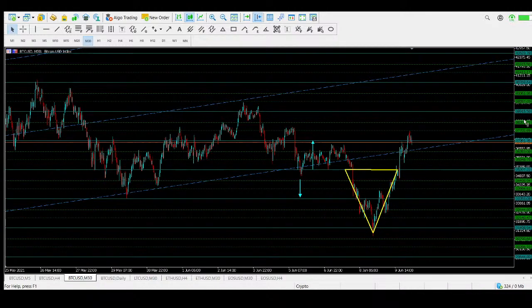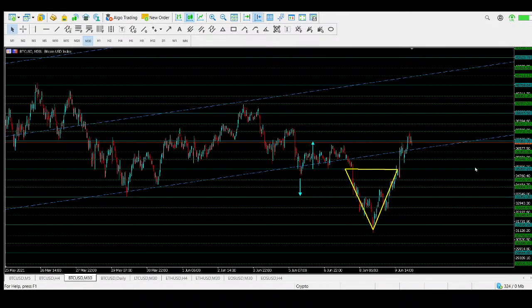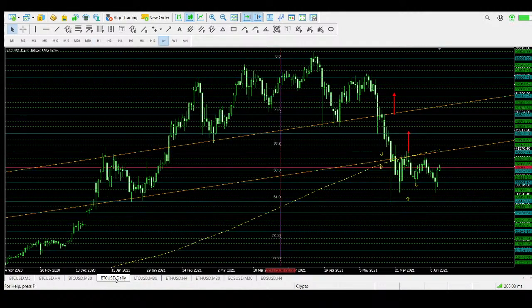30-minute chart. Still holding above the channel. We're looking at retesting 37062, 37061. Daily chart still holding above 36,170.